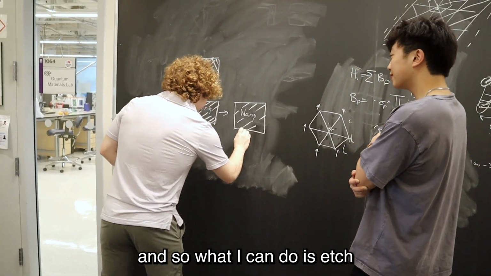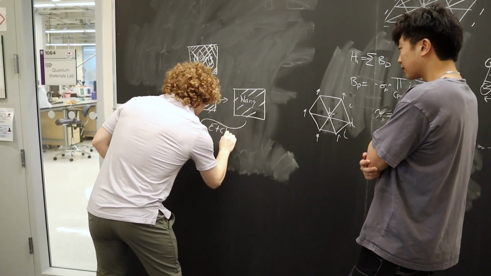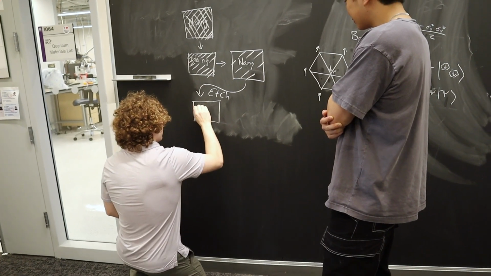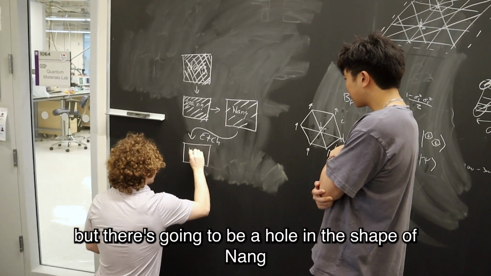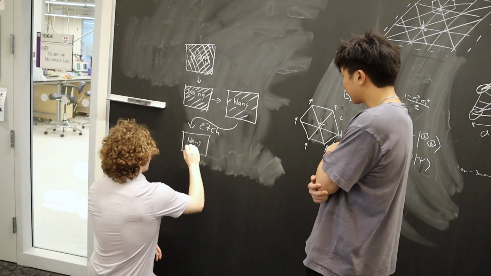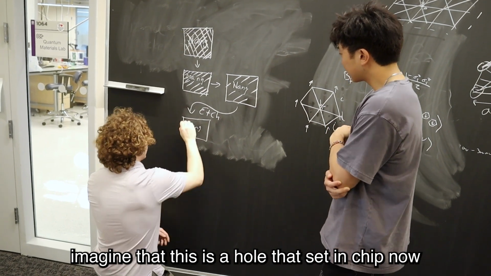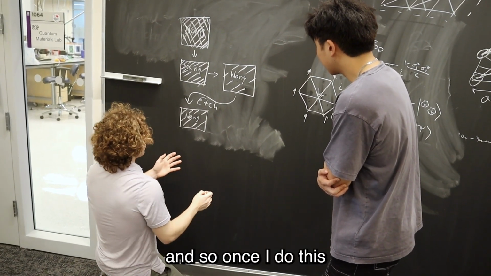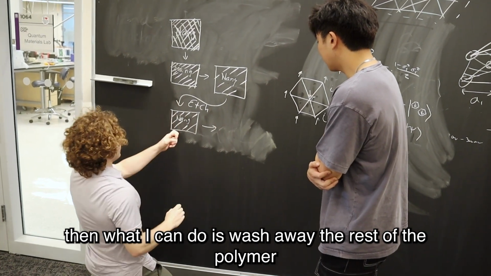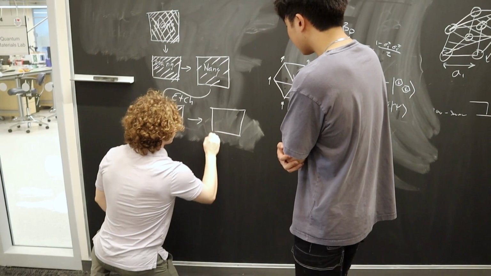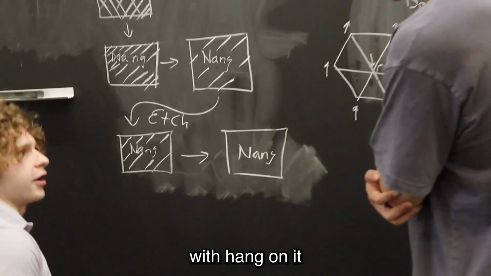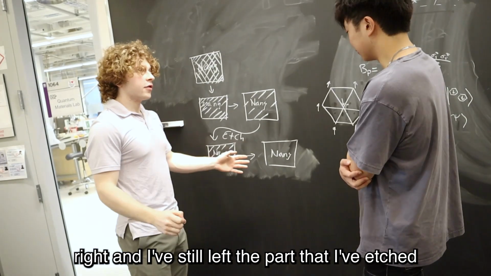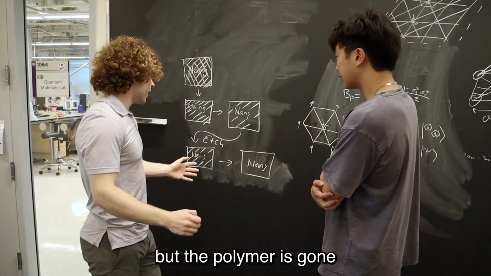And so what I can do is etch, right? And when I do an etch, I still have this polymer, so it's going to look very similar, right? But there's going to be a hole in the shape of Nang, right? Imagine that this is a hole that's set in the chip now, in the shape of the letters, right? Mm-hmm. And once I do this, then I can wash away the rest of the polymer and just leave the chip with Nang on it. I wash away all this polymer that was hardened, right? And I've still left the part that I've etched, so the etch is still there. It says your name, but the polymer is gone.